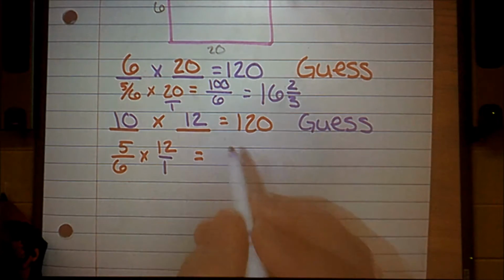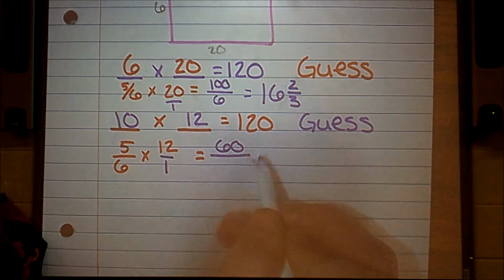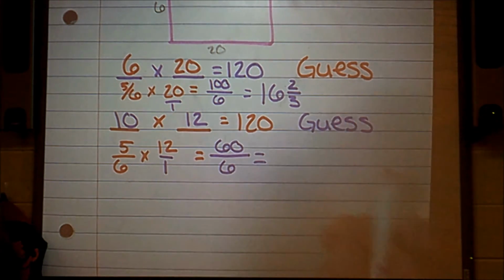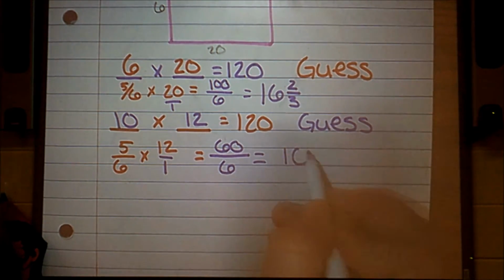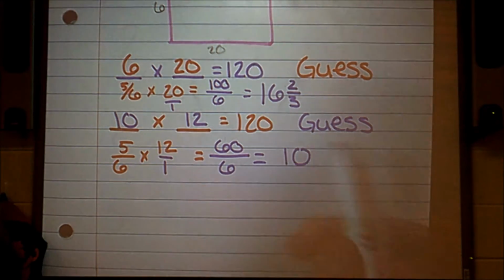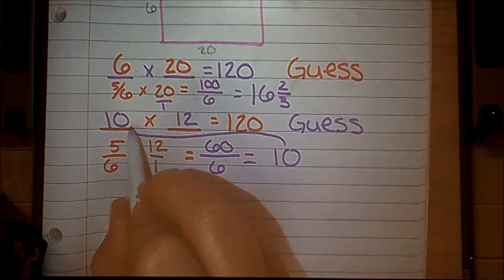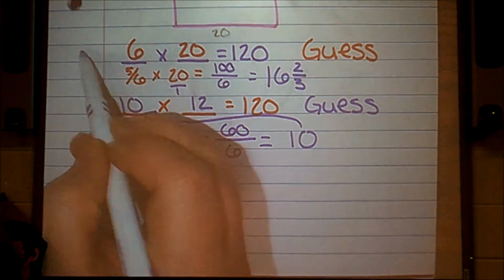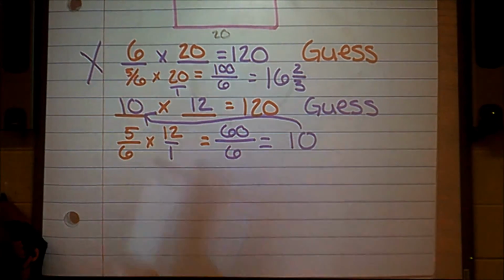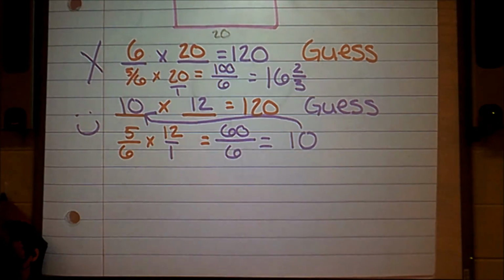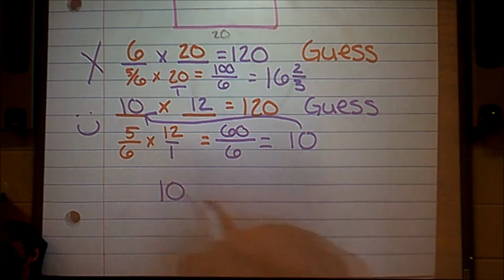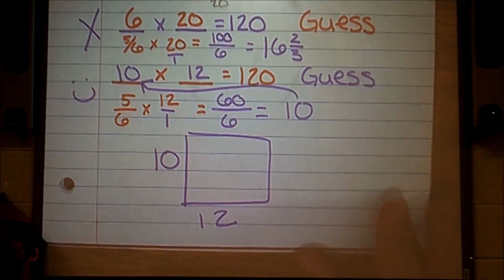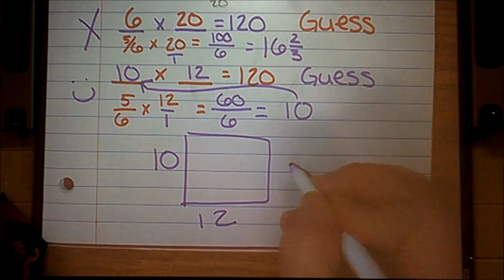5 times 12 is 60 over 6 times 1 is 6. I divide that out and I get 10. It matches. So then my dimensions, I know, are not 6 times 20. They are definitely 10 times 12. Awesome.